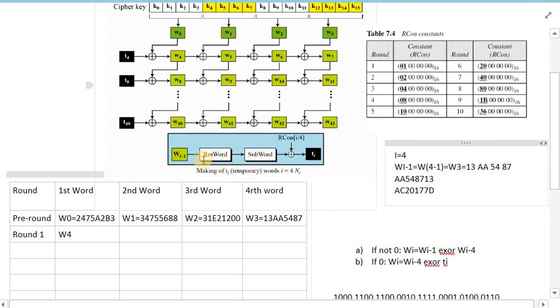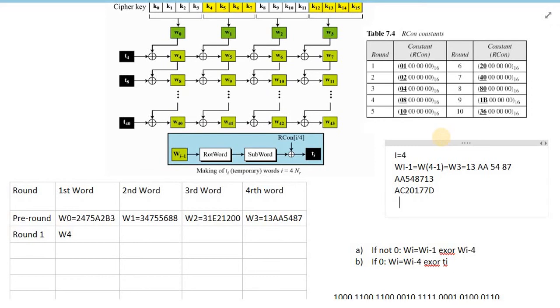Now these two transformations are finished, meaning the rotation and the subbytes. Now we have to perform the XOR with Rcon of i divided by 4. So what is the value of i? The i value is 4. So 4 divided by 4 is 1. So Rcon 1 here. What is the value of Rcon 1? For round 1, Rcon 1 is this one, and you have to perform the XOR with the 01 value. So how can we perform the XOR with the 01 value?